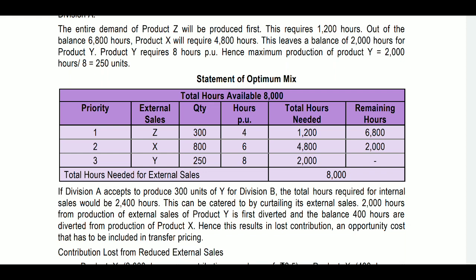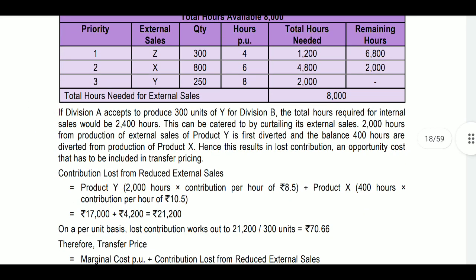Next, Y total hours needed 2000. It is not exactly 2000, the existing hours were taken as 2000. So total hours existing were 8000. Here division A is asked to produce 300 units. If we accept these 300 units to produce, then the total hours required for internal sales would be 2400 hours. This can be catered to by curtailing its external sales.